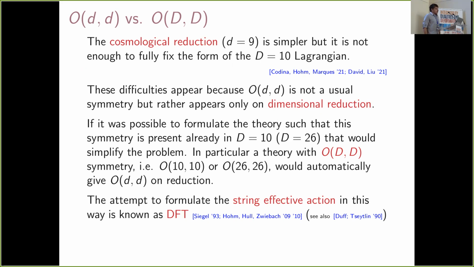And the attempt to formulate the string effective action in this way with this bigger symmetry before dimensional reduction is known as double field theory. And it started really with work of Siegel, although many of the ideas go back to early work by Duff and Tseytlin in 1990. And then it was taken up again by Hohm, Hull, and Zwiebach around 2009, 2010.